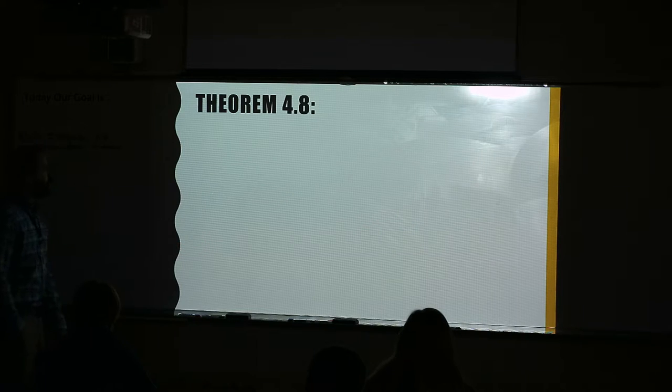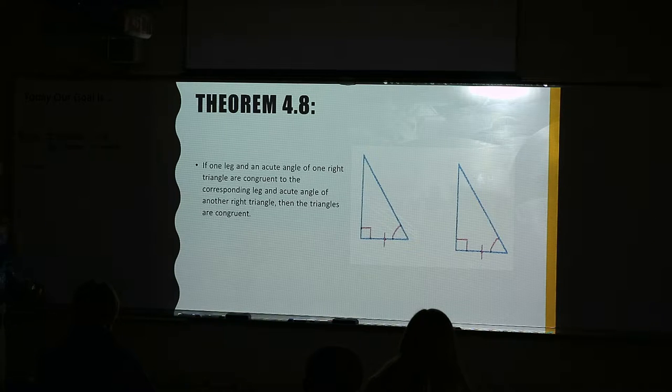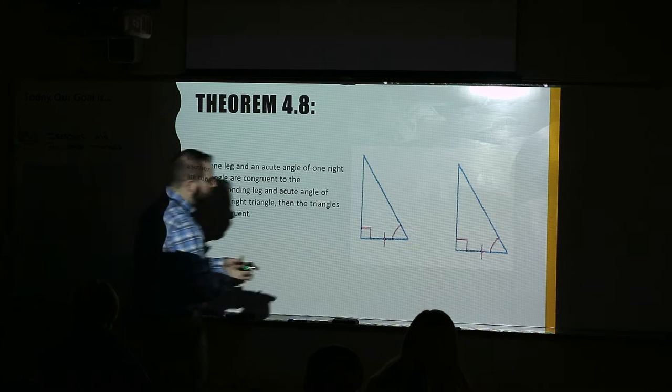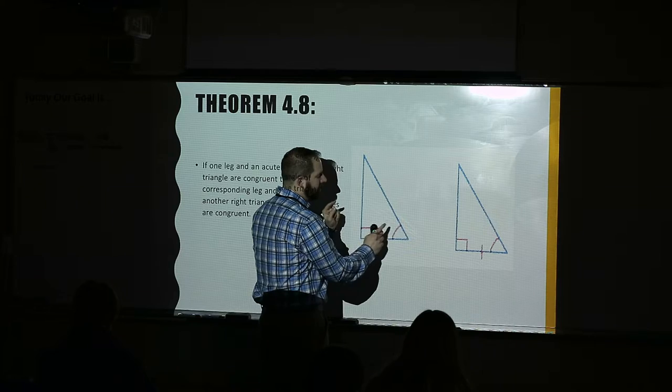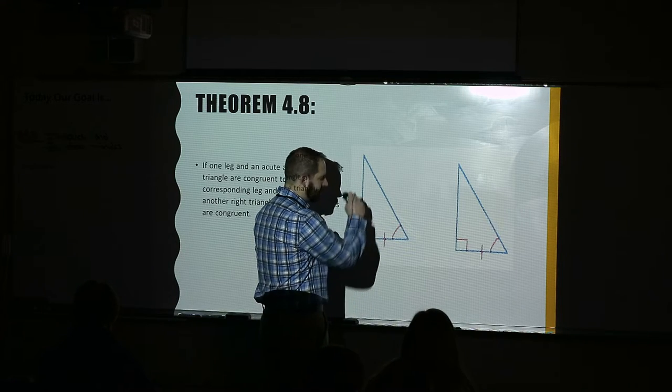All right, 4-8. If one leg and another angle of a right triangle are congruent to the leg and angle of another right triangle, then the triangles are equal. This is the one we spent some time on Friday. The picture doesn't have to look identical to what I have here. Because it didn't tell you which leg to pick, there's actually two. And it didn't tell you which acute angle to pick. I could pick that one or that one. So you can mix and match.